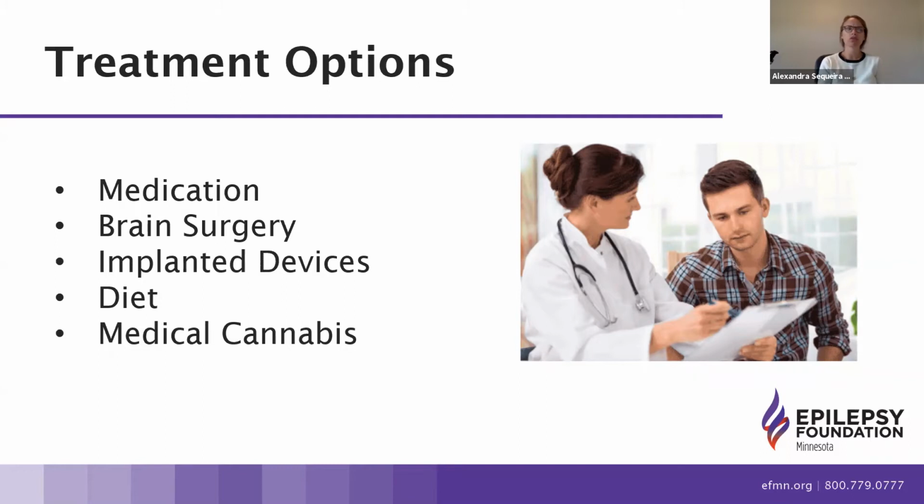However, for individuals who are deemed to be refractory or unresponsive to medications, there is the option of referral to an epilepsy center for discussion of brain surgery, implanted devices such as VNS, vagal nerve stimulation, or RNS, responsive neurostimulation, diet, such as the ketogenic diet and different variations of that, and then medical cannabis as well. So there are different treatment options, but today we're going to focus on medication, and I understand that the EFMN has organized other webinars to discuss some of the other treatment modalities in more detail.